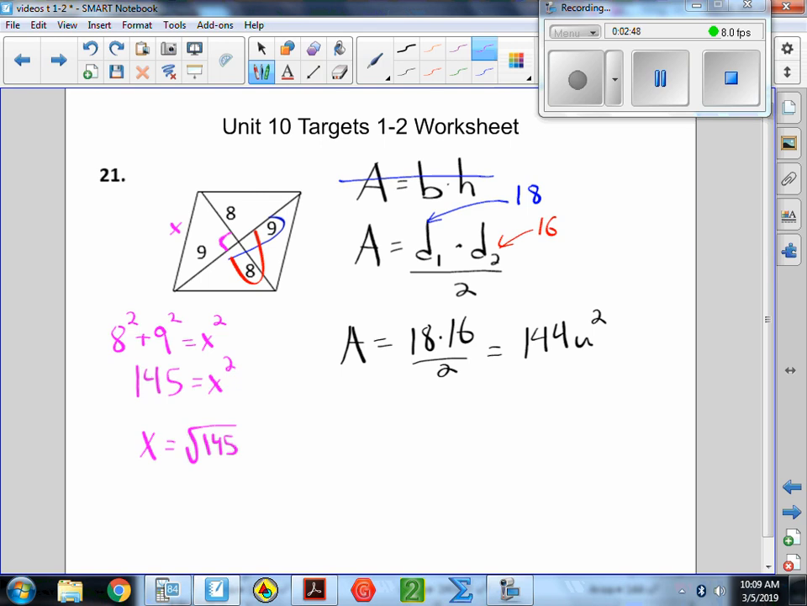145, if you try to divide by 5, you get 29, which is a prime number. So it's unlikely you can multiply by anything else to get 145. So it's just going to stay that.